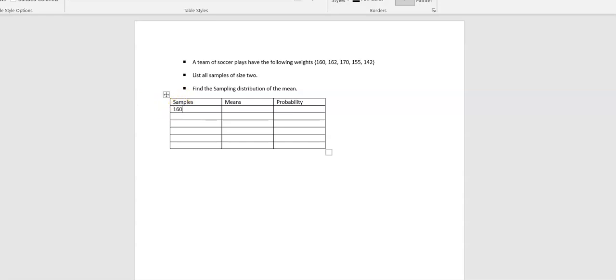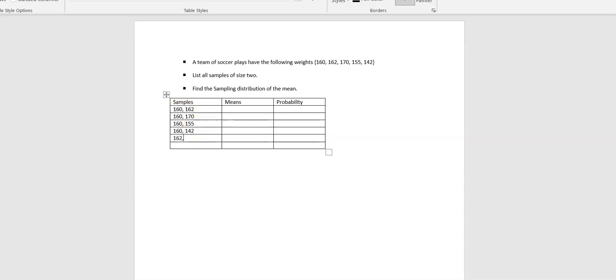So we could have the 160 person with the 162 person. That's one sample. We could have 160 with 170. We could have 160 with 155. We could have 160 with 142. All right, that's every sample of size 2 that has 160 in it.